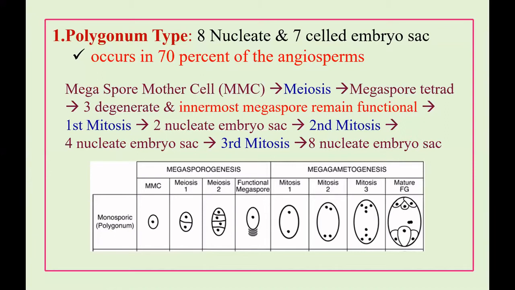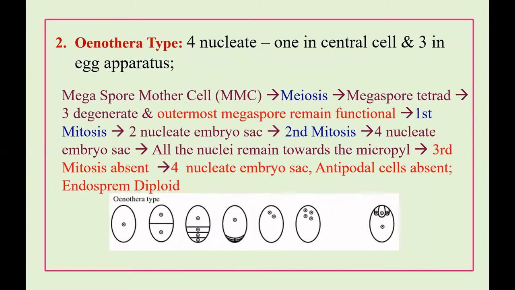So this is the common type of embryo sac development, called the Polygonum type. The next one is the Oenothera type, and here it is 4-nucleate, with 1 in the central cell and 3 in the egg apparatus.